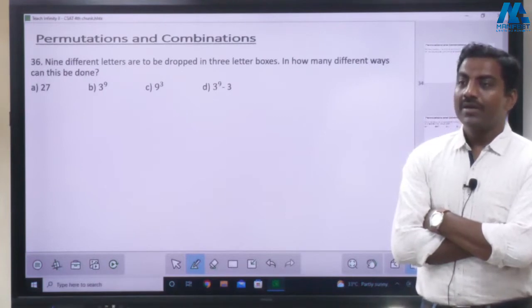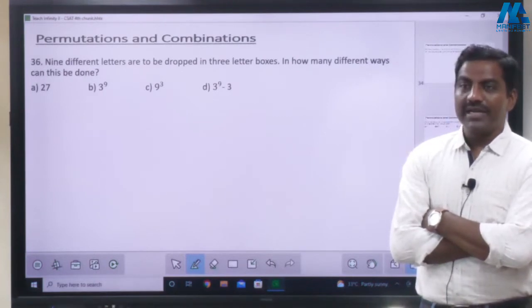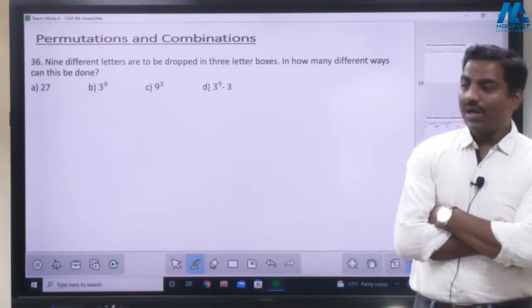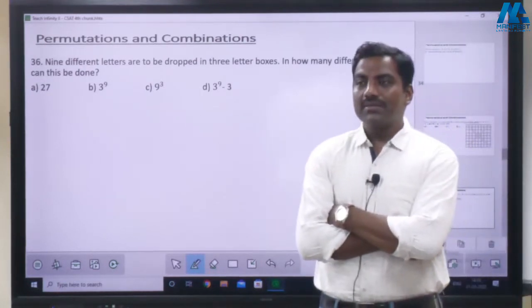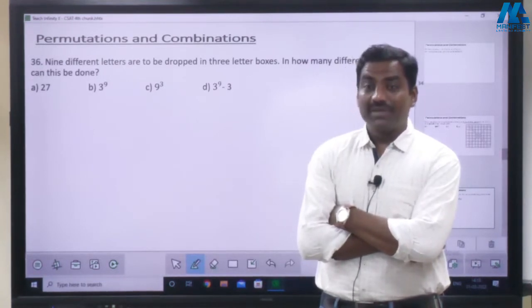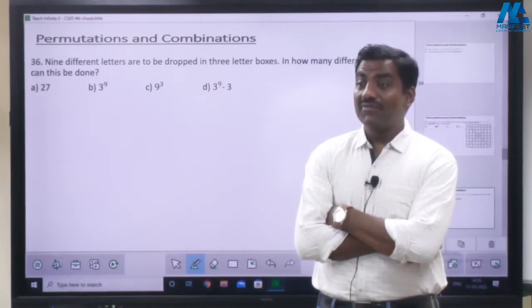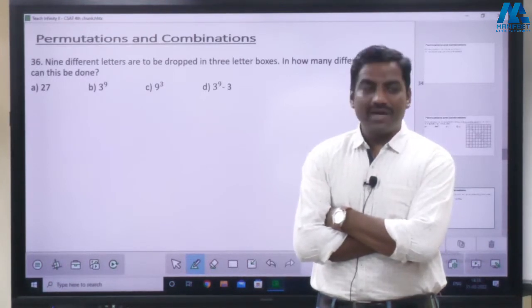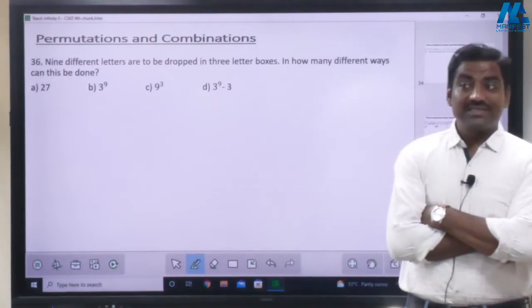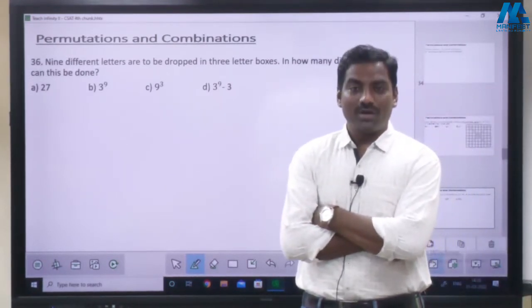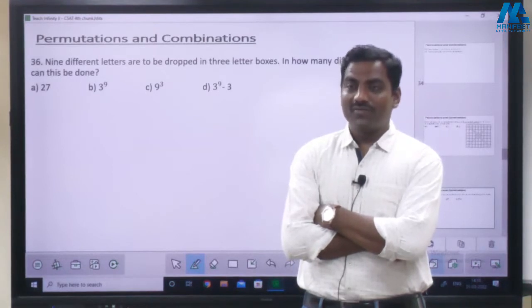So that is why the security system will get more robust when you increase the number of digits. Or sometimes that digit can be even alphabet. What if the alphabet is there? 26 alphabets. If you have 4 digits, 26 into 26 into 26 into 26, 26 to the power of 4. So that is the number of ways.